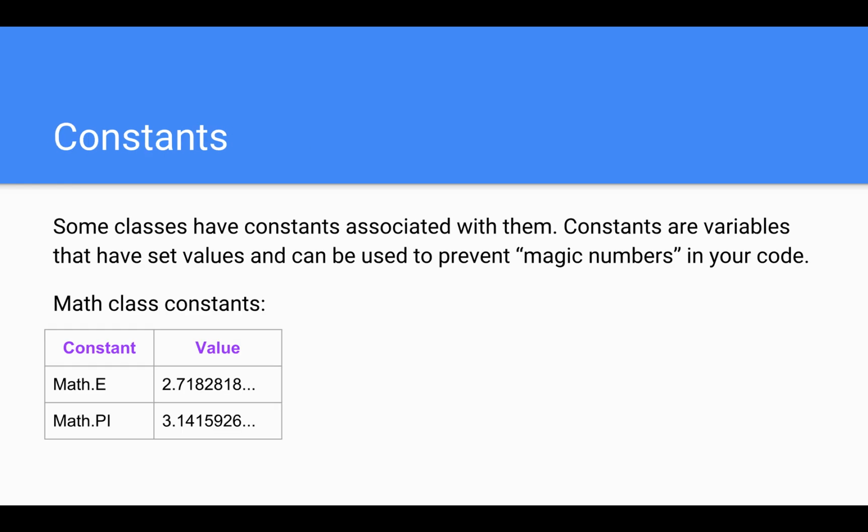Constants. There are some classes that have constants associated with them. Constants are variables that have set values and can be used to prevent magic numbers in your code. So the Math class constants are E and PI. E is used in a lot of more advanced math, and pi is just a very common irrational number.